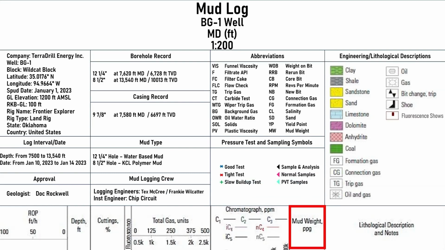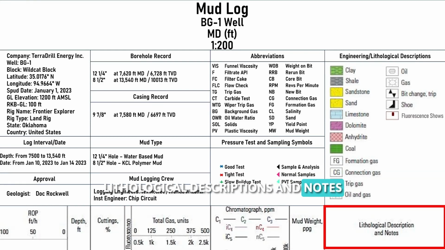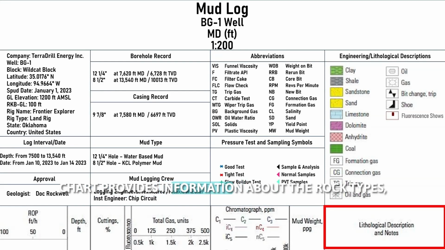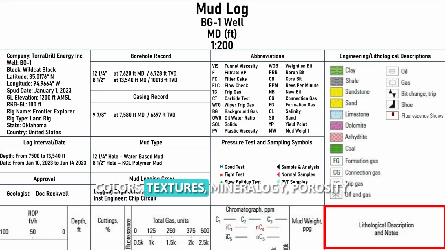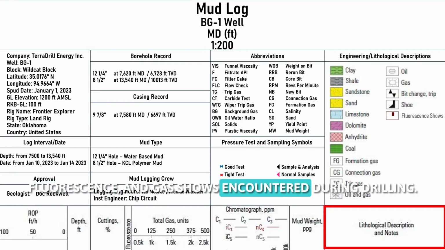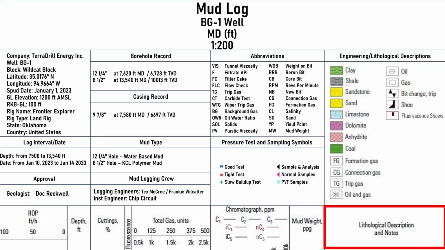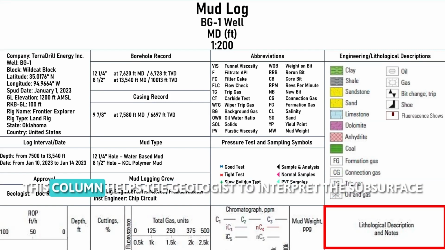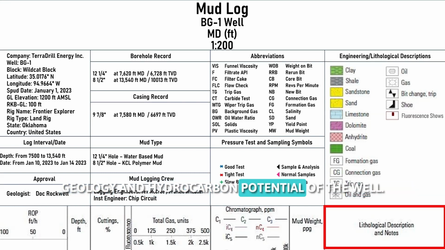Lithological descriptions and notes. The lithological description and notes column on the mud log chart provides information about the rock types, colors, textures, mineralogy, porosity, fluorescence, and gas shows encountered during drilling. It also records any special events such as bit changes, casing records, pressure tests, and sample analyses. This column helps the geologist to interpret the subsurface geology and hydrocarbon potential of the well.